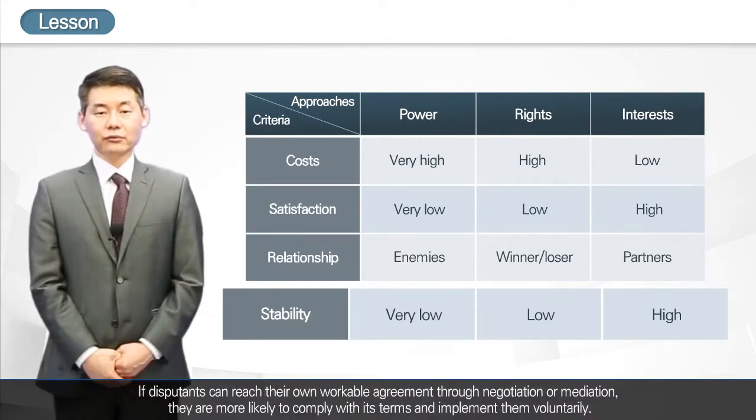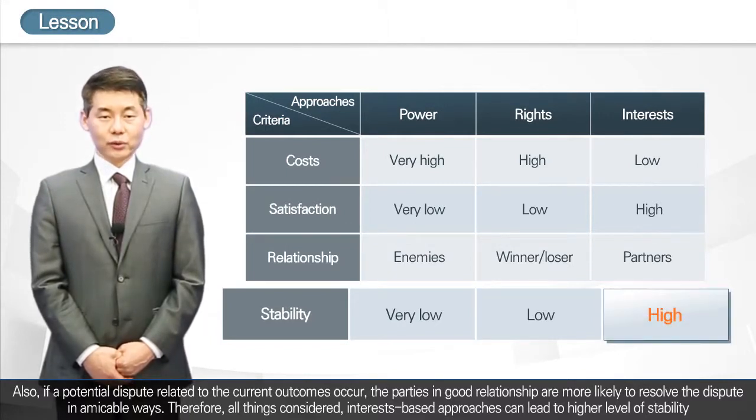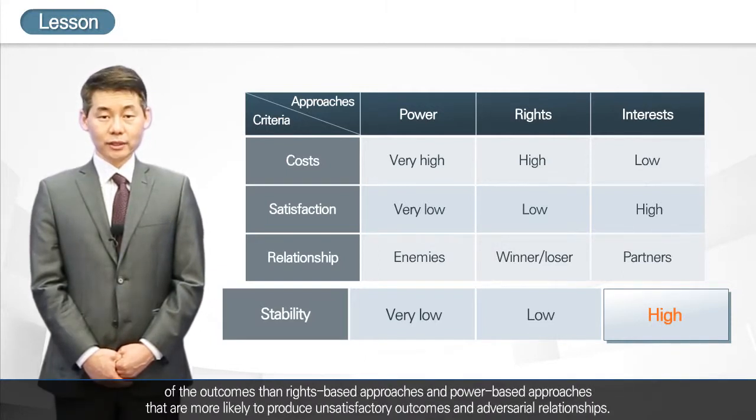If disputants can reach their own workable agreements through negotiation or mediation, they are more likely to comply with its terms and implement them voluntarily. Also, if a potential dispute related to the current outcomes occurs, parties in a good relationship are more likely to resolve the dispute in amicable ways. Therefore, all things considered, interest-based approaches can lead to a higher level of stability of the outcomes than rights-based approaches and power-based approaches, which are more likely to produce unsatisfactory outcomes and adversarial relationships.